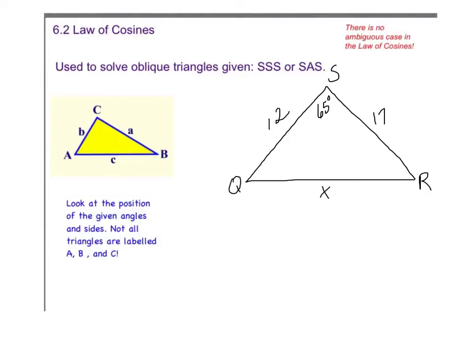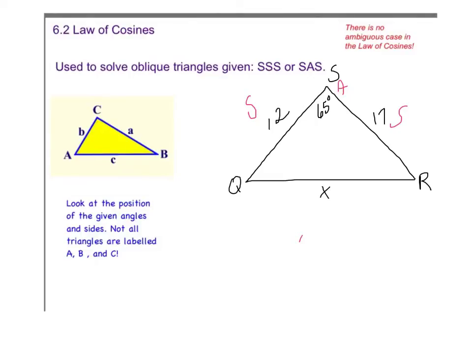But if I had a problem like this, where I was looking at some navigation or vector problem, I'm not given the side across from an angle, and I'm not given enough angles to be able to find another angle that would be across from a given side. So in this particular instance, I'm given side, angle, side. So I can't use the law of sines.